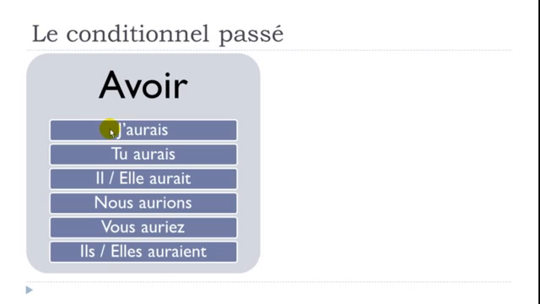Okay, so let's see it one more time. J'aurais, remember, final S not pronounced. Tu aurais, same thing here, final S not pronounced. Il aurait, elle aurait, final T not pronounced. Nous aurions, liaison here, this little link. Nous aurions, final S not pronounced. Vous auriez, liaison here, and then EZ will go like E. Vous auriez, okay, and the last one. Ils auraient, so liaison here.